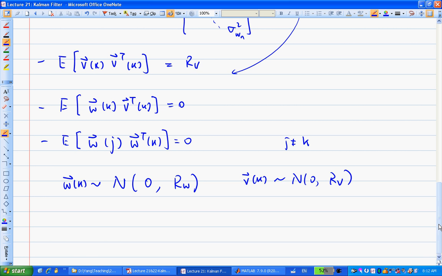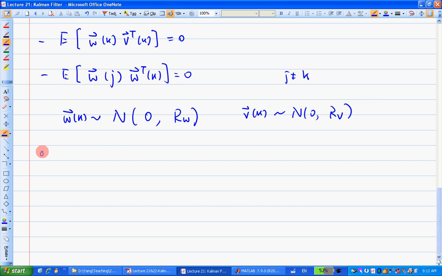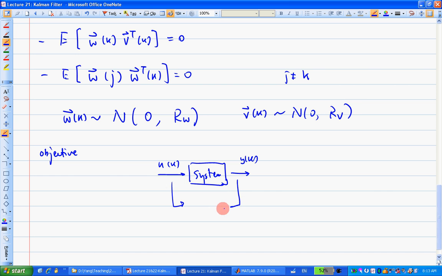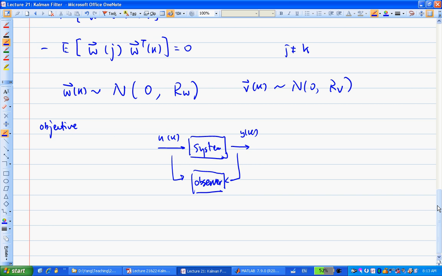Our objective is to do this. So here's your system, input and output. And the system is noisy, right? There are different kinds of noise in it. So then we want to design an observer. The same kind of idea as before. Taking the previous input and output values, design an observer, and produce x hat of k. That's basically the observer here.